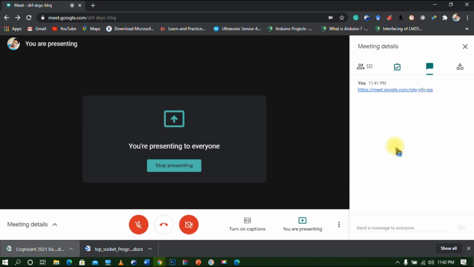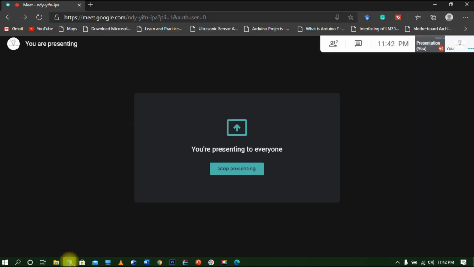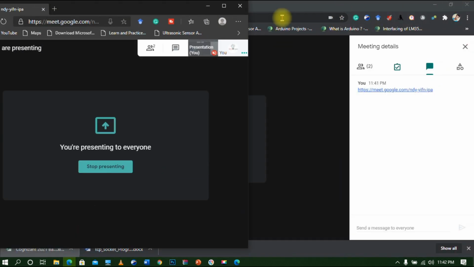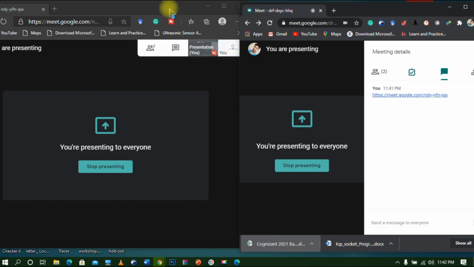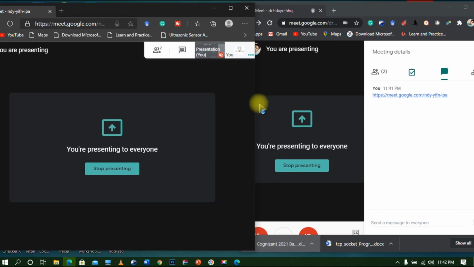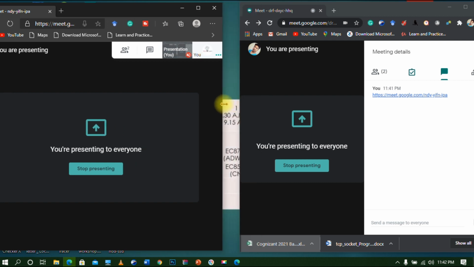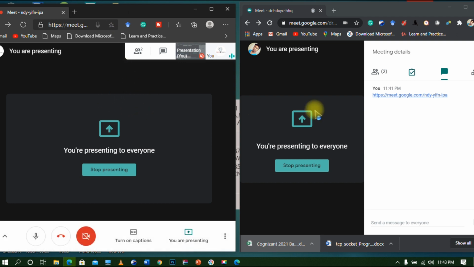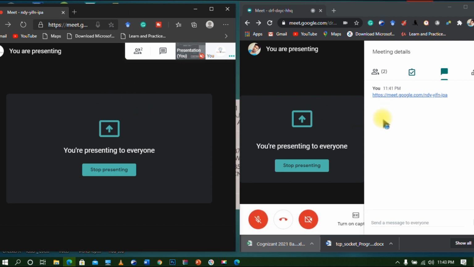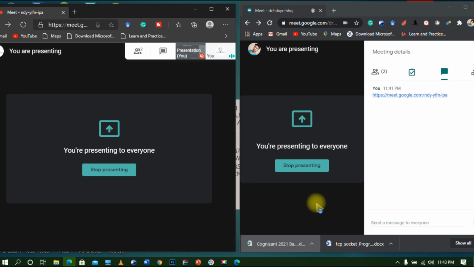For the students who are present in this particular meet, as well as the other students, let me show side by side. This is my Internet Explorer, and this is my Google Chrome. I am showing this side by side. You can see here, this is Internet Explorer, and this is Google Chrome. Everything will be working perfectly. So using this trick, you can accommodate more than 100 students at a time.